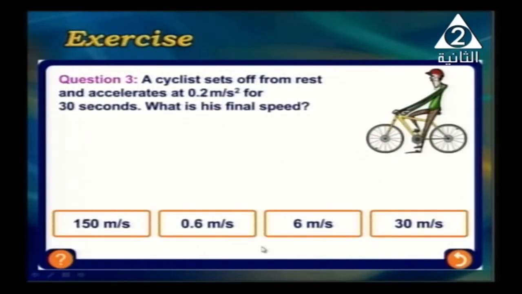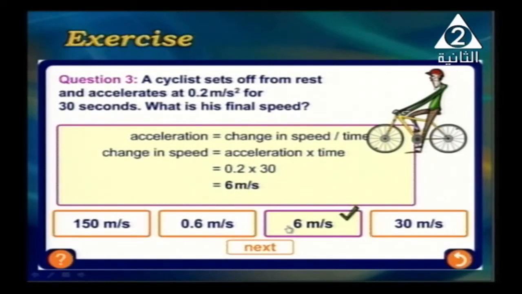Next, we have a cyclist that sets off from rest and accelerates at 0.2 meters per second square for 30 seconds. What's his final speed? It's very easy. The acceleration equals v2 minus v1 divided by the time. So we have 0.2 times 30 equals 6 meters per second. I need the final speed, so it means 6 meters per second. Why? Because the speed equals acceleration times time, and the cyclist sets off from rest, which means from 0. So 6 meters per second is the last one, the final speed, Vf or V2.